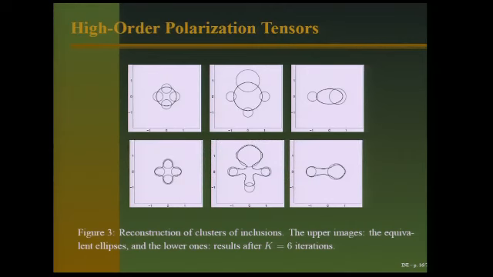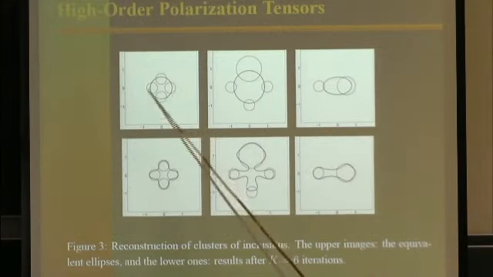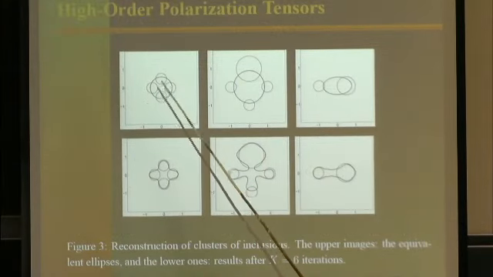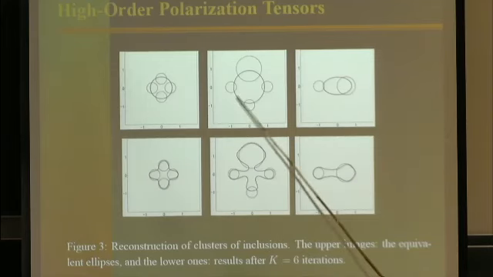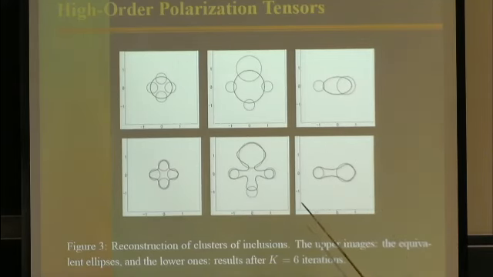We have a clutter here. The initial guess is using the first order polarization tensor, the equivalent ellipse, and after 6 iterations means that you are using alpha plus beta equal 6. You are using the family of polarization tensors up to order 6. This is the reconstruction. Here, this is the reconstruction. As you see, this is a good reconstruction actually, but it couldn't change topology.